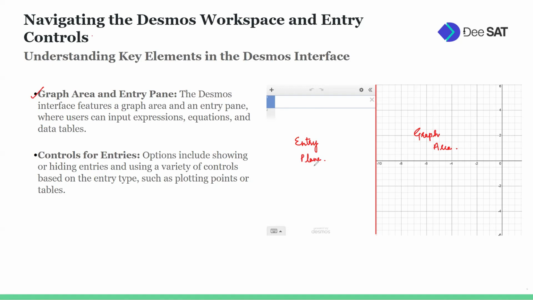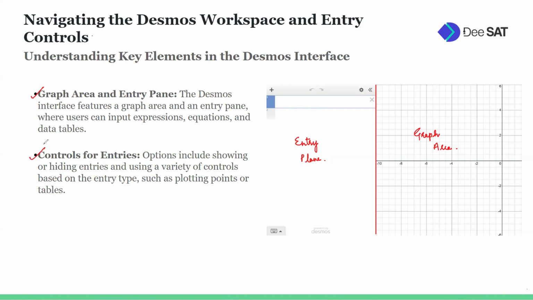The graph area, this is where all the plotted functions, equations, and data points are displayed. The entry plane, this is located on the left side and allows users to input expressions, equations, and data tables. You can type equations directly, create sliders for variables, or set up data tables to explore relationships visually.